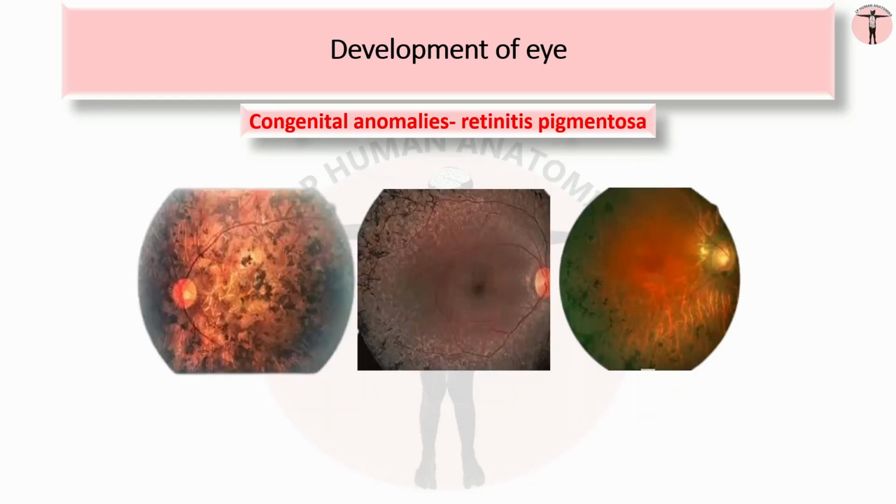Retinitis pigmentosa is a hereditary degeneration and atrophy of the retina. Retinitis pigmentosa may be transmitted as an autosomal recessive, autosomal dominant or X-linked trait.